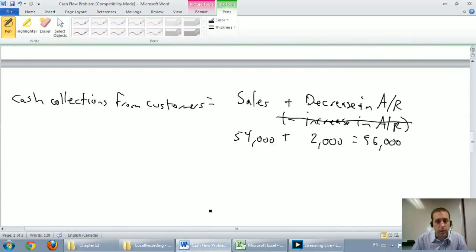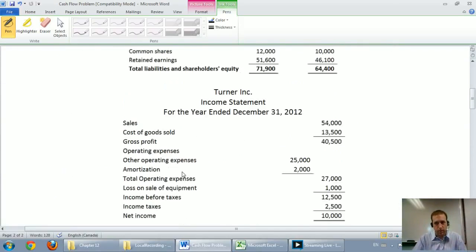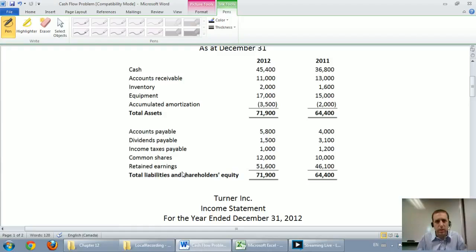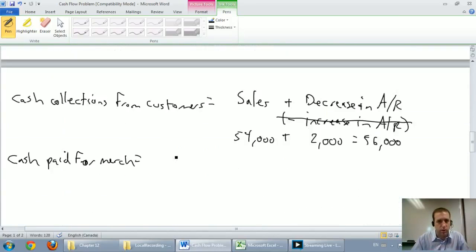The next one I'd like to do is cash paid for merchandise. It's the next on my template. For merch. And this formula, again, I'd ask you to look up at your financial statements and say, which accounts are likely to be involved in paying for merchandise? And every single class I've ever taught, without fail, the hands shoot up, and students always tell me inventory, and they're absolutely right. Inventory is merchandise, and that is involved. I'm going to leave a little room, and I'm going to say, okay, inventory is going to be involved here.